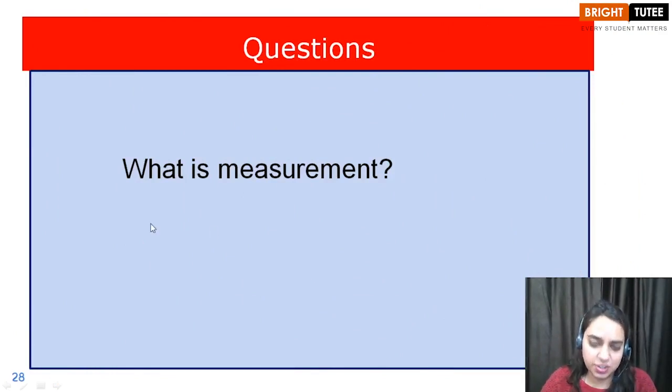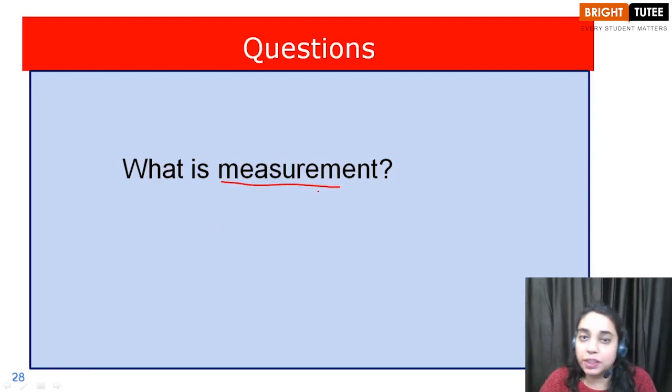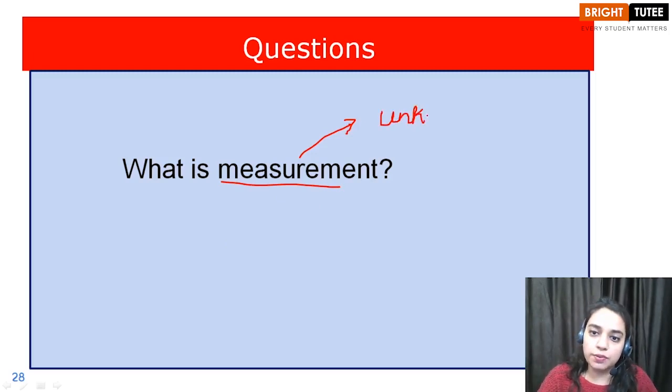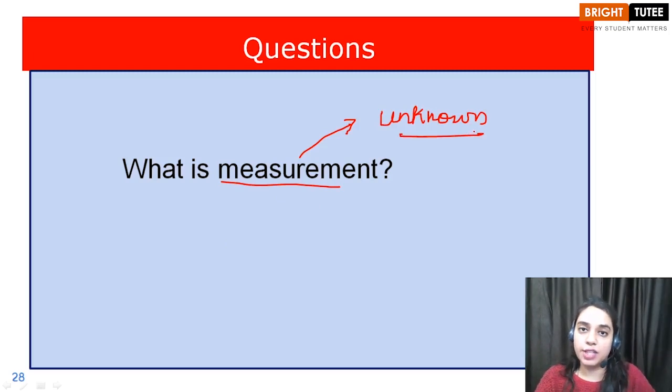In this session children, we are going to discuss a few questions and answers from the topics that we have covered so far. So children, the first question is, what is measurement? Measurement means finding the dimensions of the given object. How do we define measurement? We can define measurement as the comparison of an unknown dimension with some known and constant dimension.